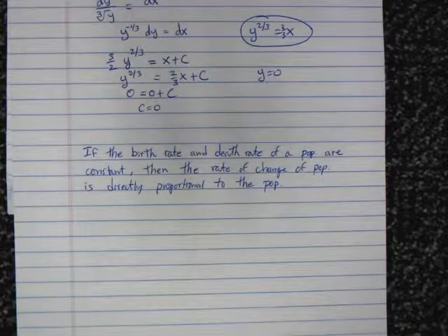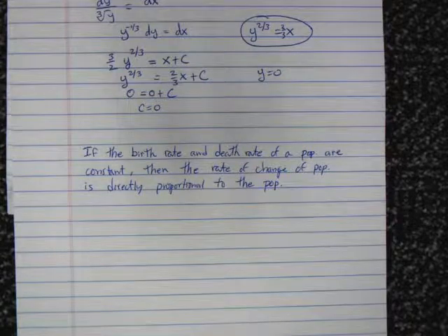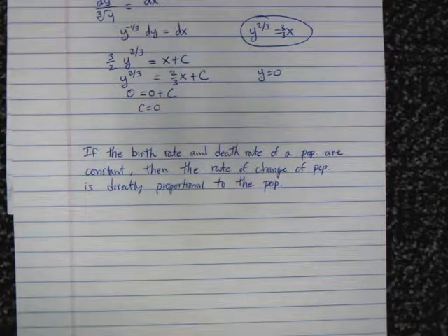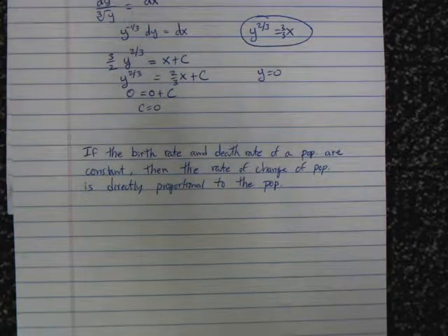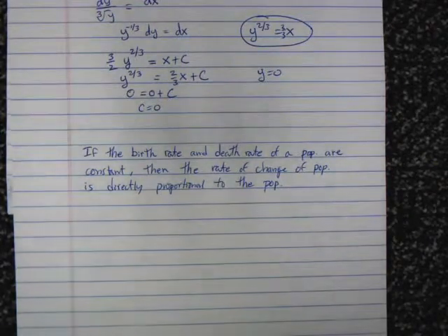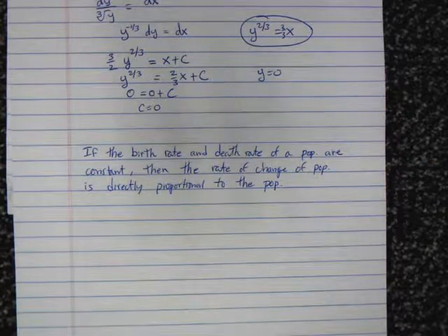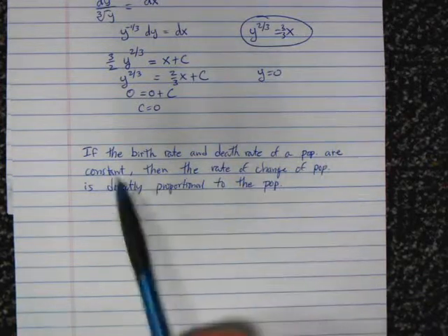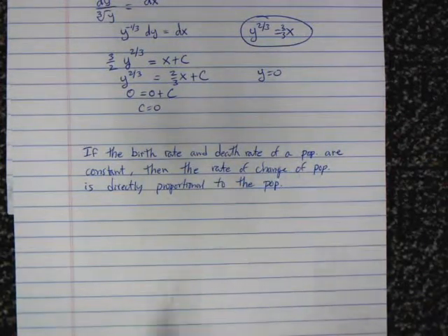What does it mean to say the birth rate and death rates are constant? It's not necessarily a one-to-one. One person dies, one person is born. But the birth rate and death rate are constant, which means they don't fluctuate. So every year, maybe 5 people are born, but only 3 people die. So those would be constant birth and death rates, 5 per year, 3 per year. Okay. So if the birth rate and death rate of a population are constant, then the rate of change is directly proportional to the population.